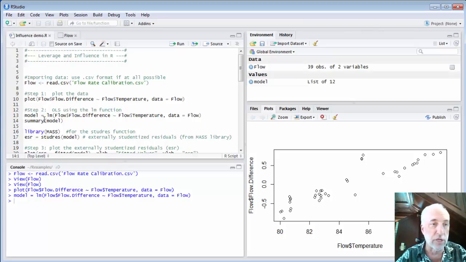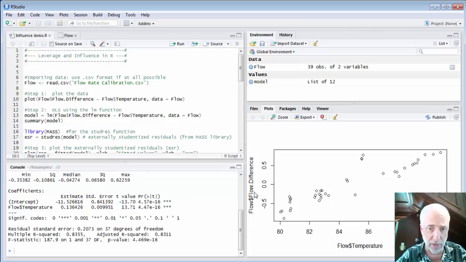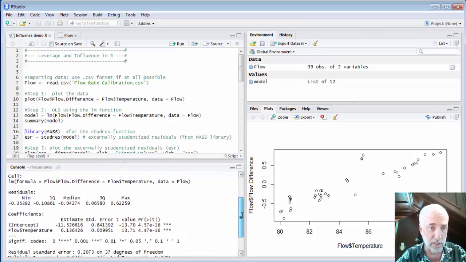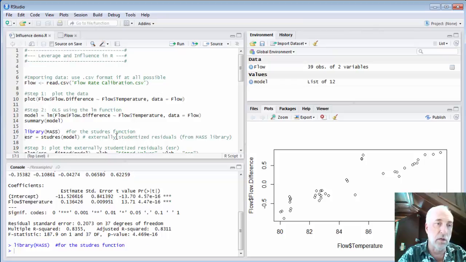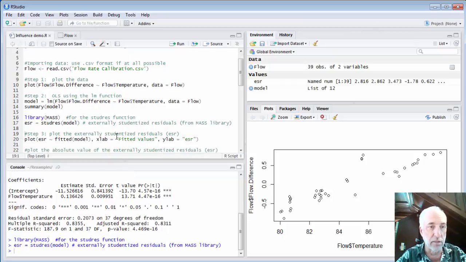So we ran that model. It generated a model object I named model, a linear model object. And if I look at the summary, see all the statistics, the coefficients, standard errors, etc. And it all matches LINEST perfectly. We're going to do testing on the ESR, so the first thing we have to do is extract the externally studentized residuals from the model. And there's a library called MASS, M-A-S-S, that has that, so I'll install that library and generate those ESRs. So now I've got 39 ESR values, a few of them listed.